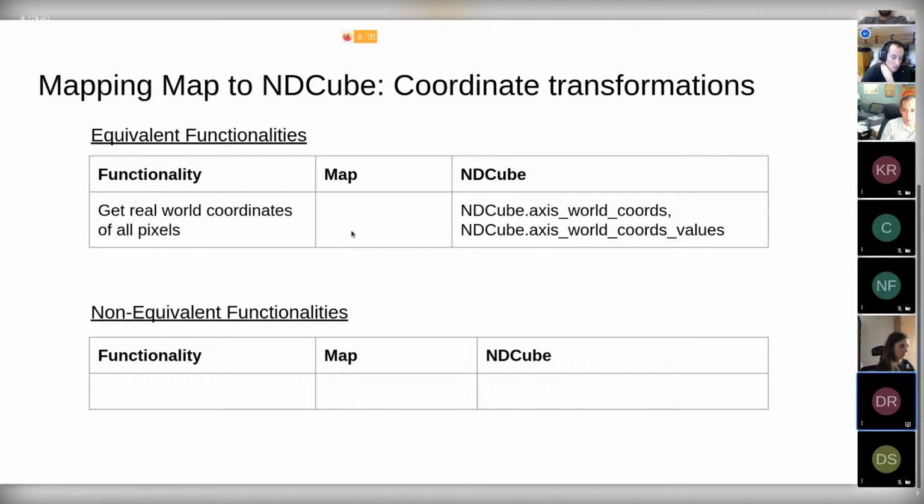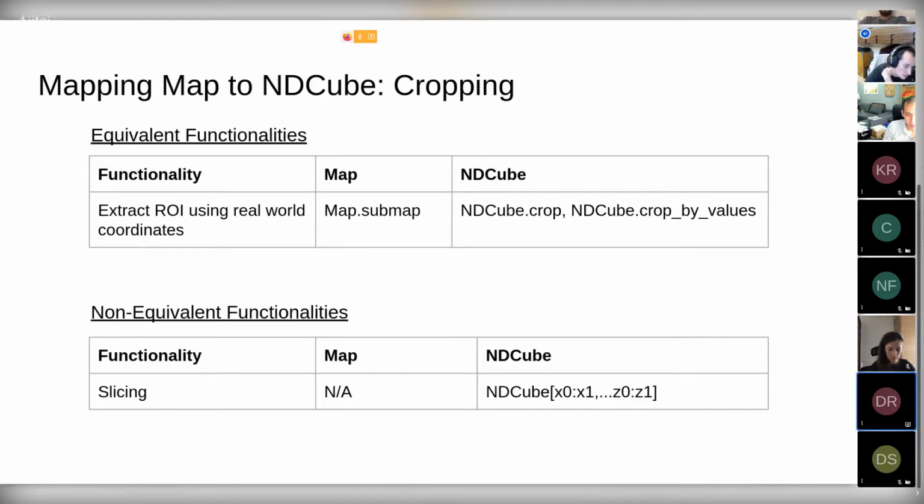Craig posted a question in chat, which is, does ndcube slicing support every nth slice? And the answer to that is no, because what you want to happen to the coordinate information is ill-defined.